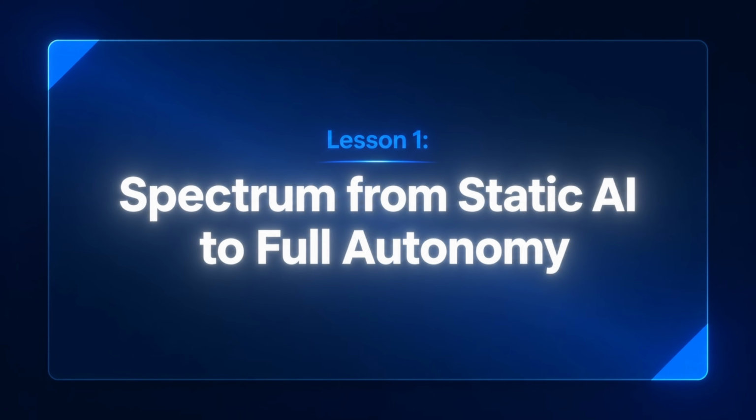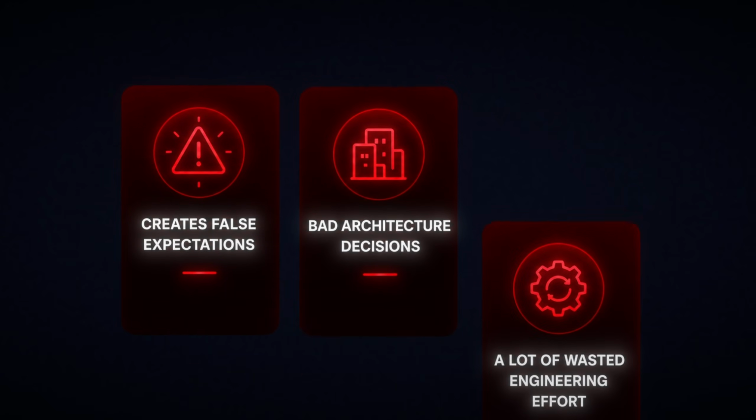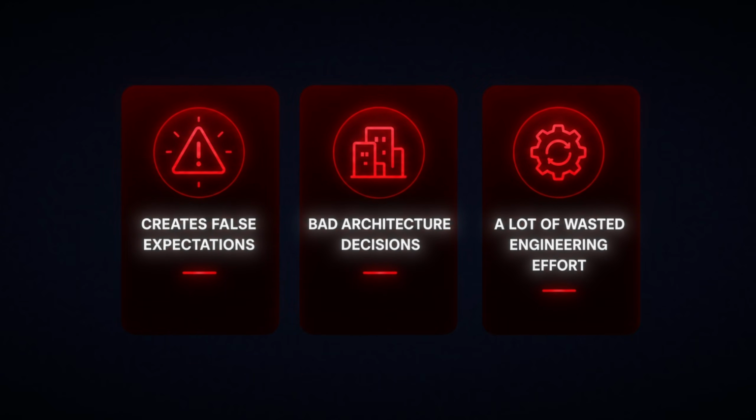This is the spectrum from static AI to full autonomy. So here's the problem. Most people use the word AI to describe everything, from a spell checker to a system that can autonomously research, plan, and execute a multi-step task with no human touching it. It's the same word, but they're wildly different things. And it's not just sloppy language. This creates false expectations, it leads to bad architecture decisions, and it burns a stupid amount of engineering effort building the wrong thing. So in this lesson, I'm going to draw out the lines clearly. By the end, you'll be able to look at any AI system and know exactly where it sits. And for once, someone can say AI agent and you actually know what it means.